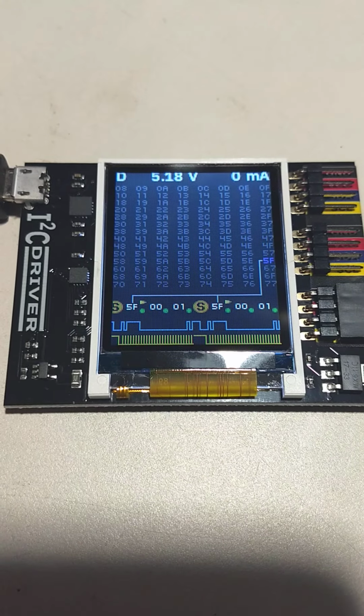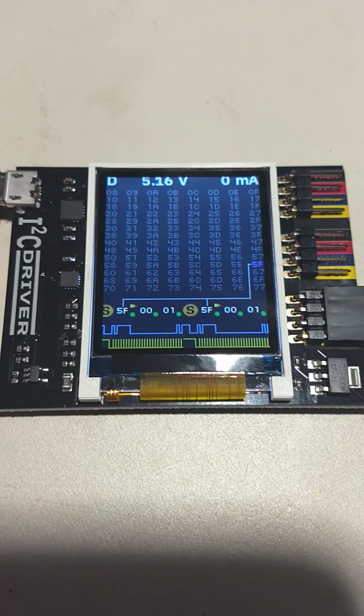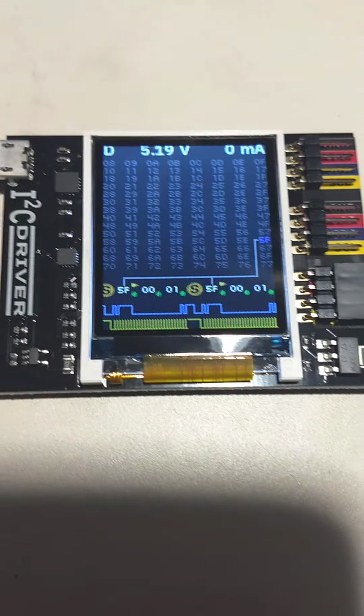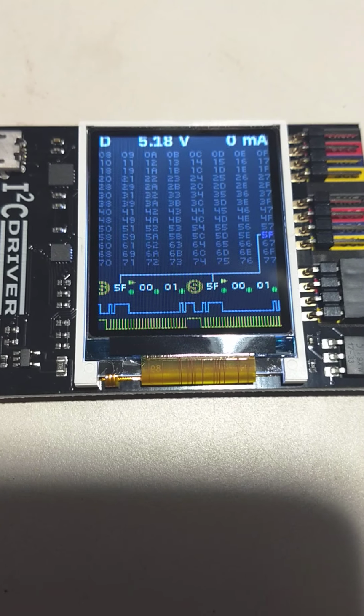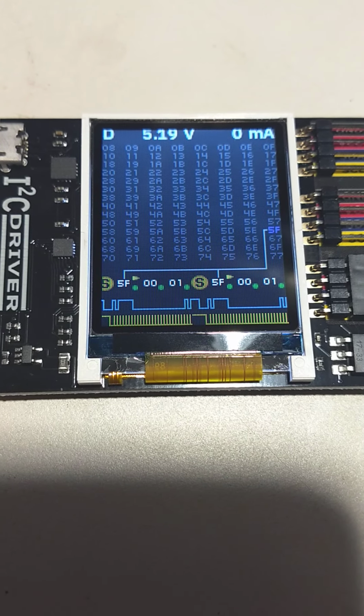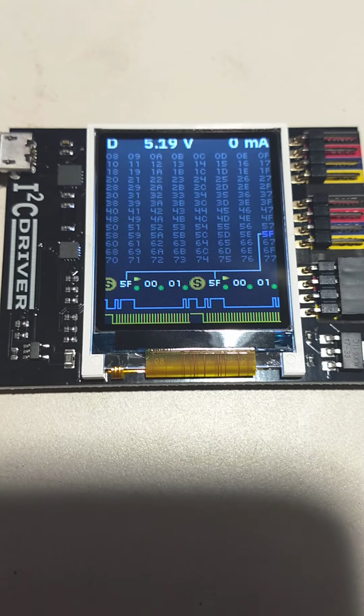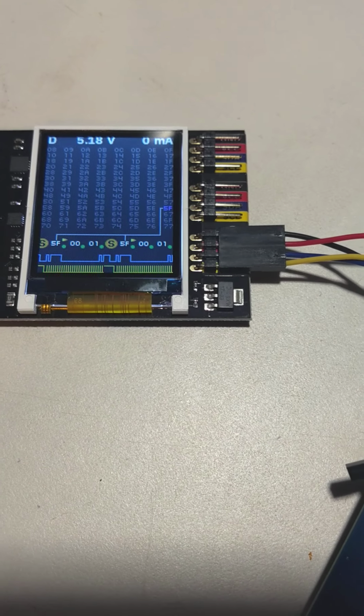Each one of those green dots is an ACK, and the right pointing little yellow triangle means I'm doing a write. If it's a left pointing yellow triangle, it means I'm doing a read. So I've written the address, and now I'm going to do a read from that address.